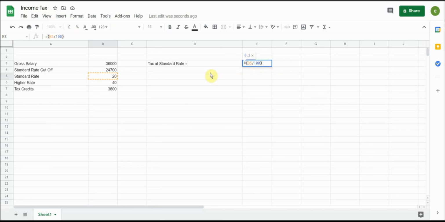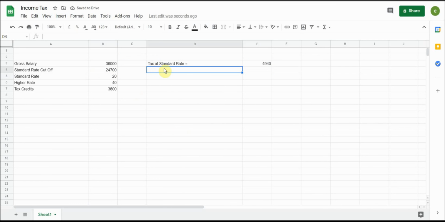So that's the same thing as 20%. So I divide what the standard rate is by 100, and then I multiply that by, so that's star, multiply that by the standard rate cut-off, which is 24,700. So every single cent up as far as 24,700 will be taxed at 20%.